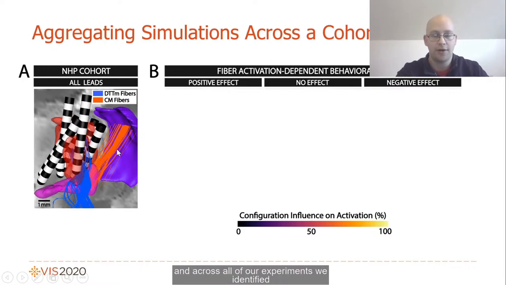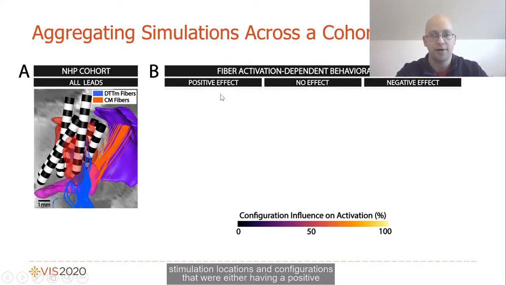And across all of our experiments, we identified stimulation locations and configurations that were either having a positive effect, increasing cognitive performance on tests, had no effect, even though we were providing the same levels of stimulation, and those that, if they were stimulating in the wrong area, induced a negative effect or decreased cognitive performance on a test.